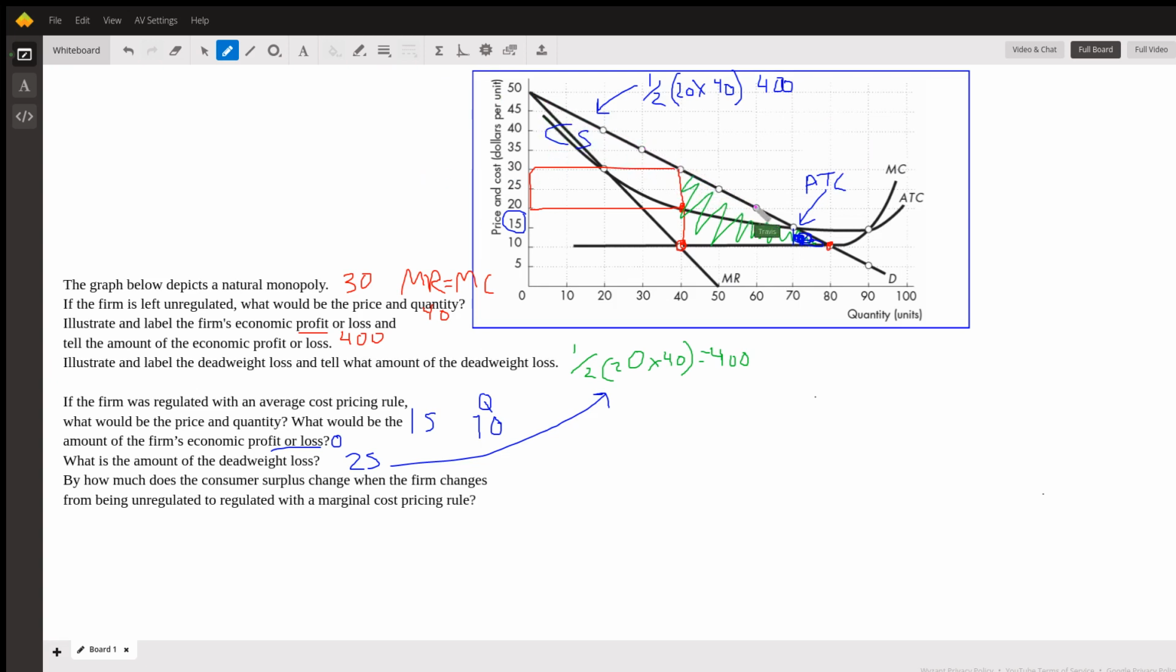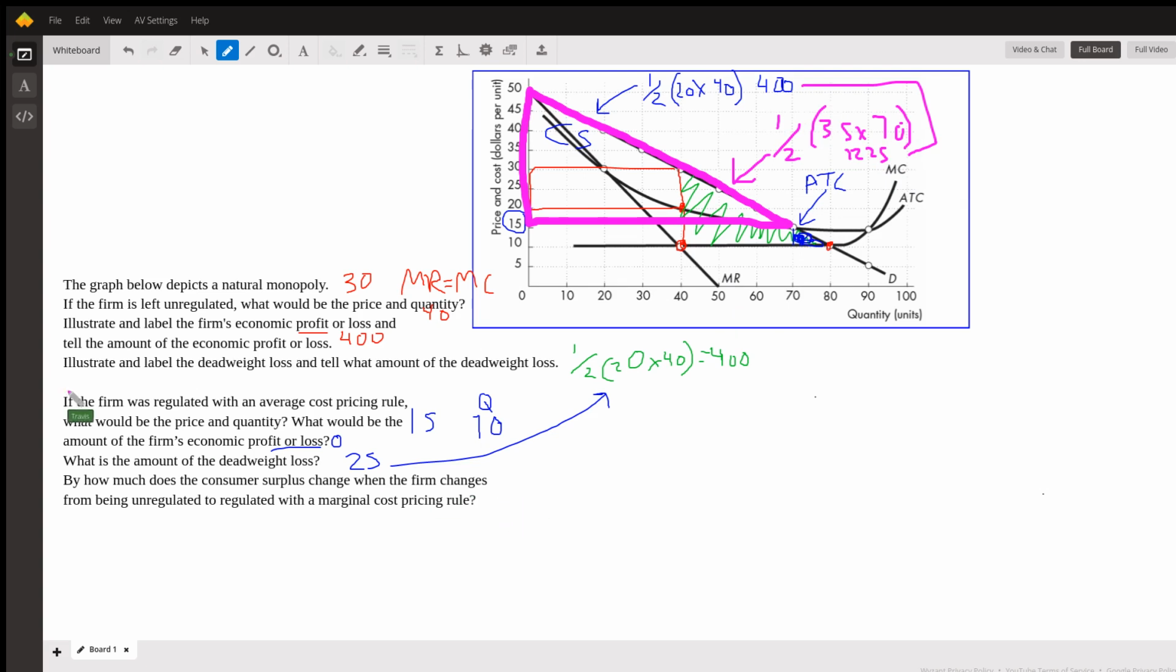And then the new consumer surplus is going to be, let's use this pink area. It's going to be the area of this triangle all the way down here. Okay, and so the new consumer surplus is 1/2 times 50 down to 15, which is 35, times 70. I don't know what that is. 35 times 70 is a big number, and half of that is 1,225.